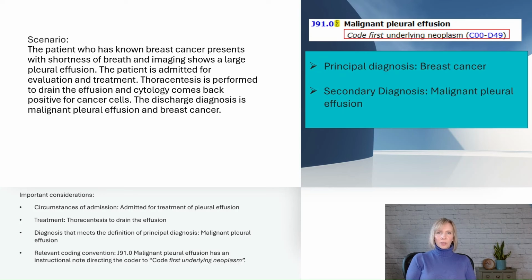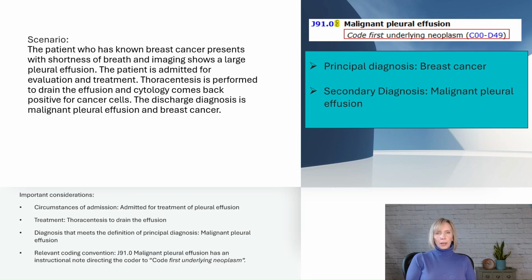The diagnosis that was responsible for the admission and meets the definition of the principal diagnosis is the malignant pleural effusion. However, in this case, there is an instructional note found in the tabular for code J91.0, malignant pleural effusion, directing the coder to code first underlying neoplasm.